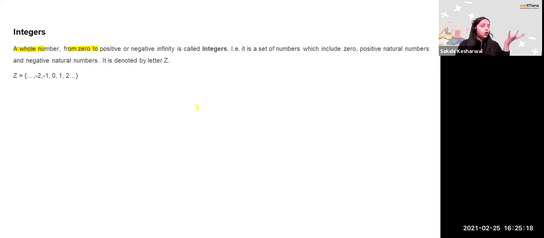So integers are basically all the positive numbers, all the negative numbers, and 0. That is the set of integers, which includes 0, positive natural numbers, and negative natural numbers, and it is denoted by Z. And Z is equal to what?